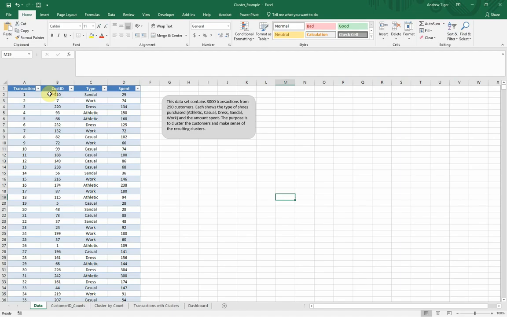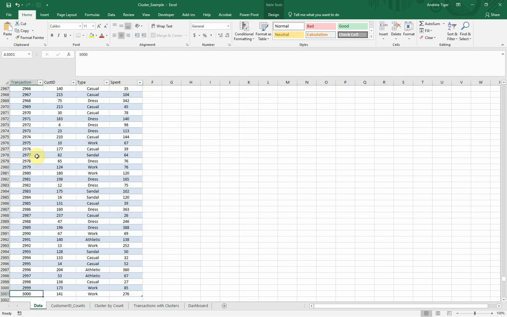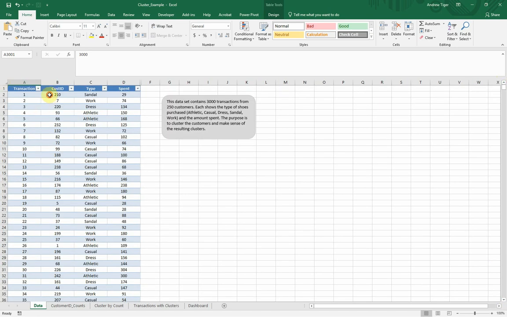And in this case, we've got some purchasing transactions by people and what they bought and how much they spent on that. And we've got, I think, 3,000 transactions. So for every one of these transactions, we know who bought it, as well as what they bought and how much they spent.